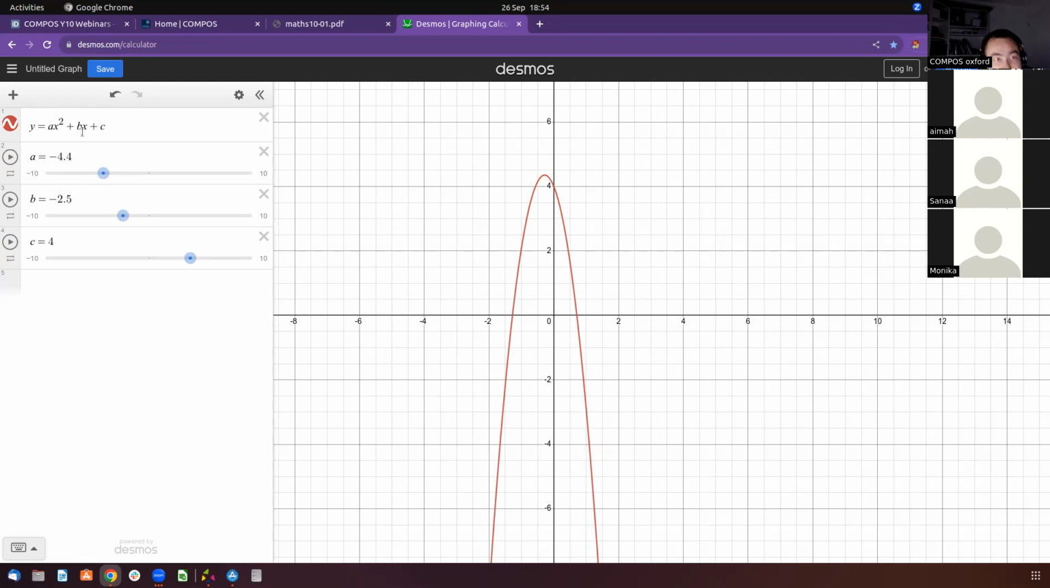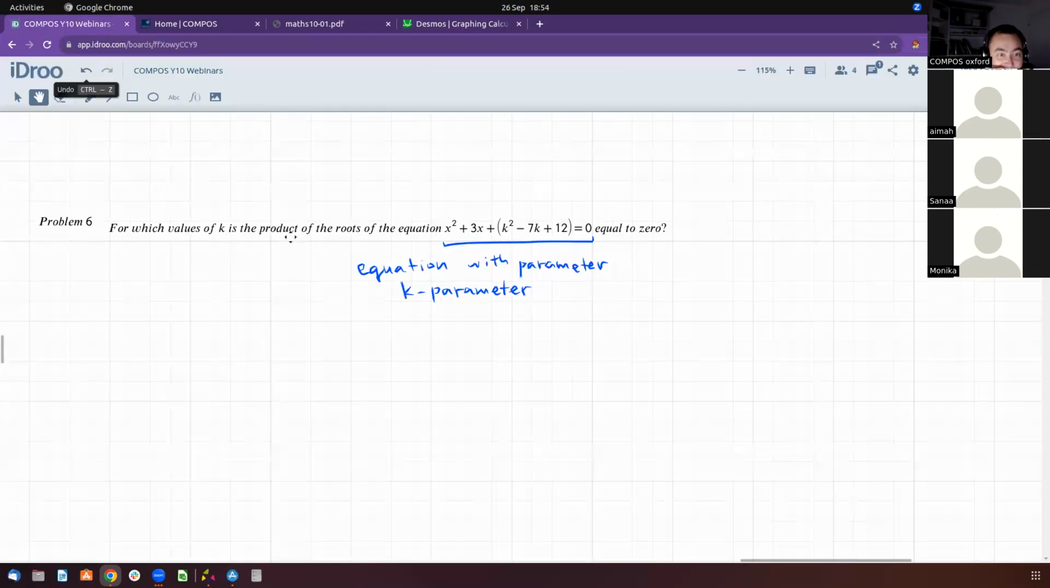So these are parameters, right? The parameters determine something about the parabola or about the equation. So this is called an equation with a parameter, where k is the parameter. It says for which values of k. So you need to understand that in this equation, b is equal to 3. So this is a quadratic equation x squared plus bx plus c, where b is 3, and c is this monster, k squared minus 7k plus 12.